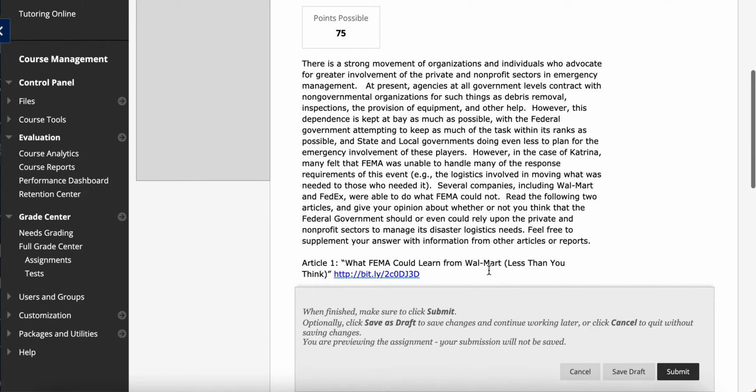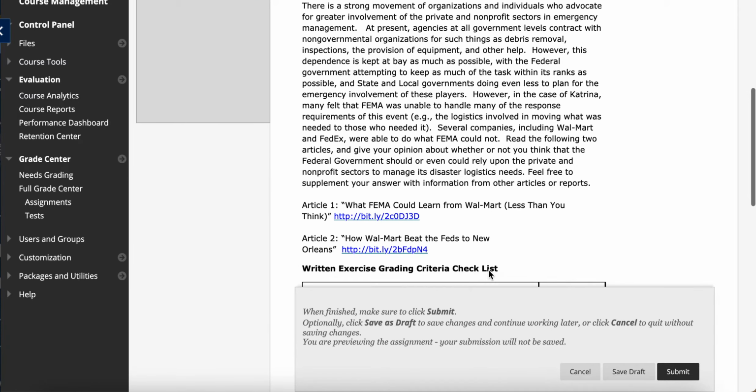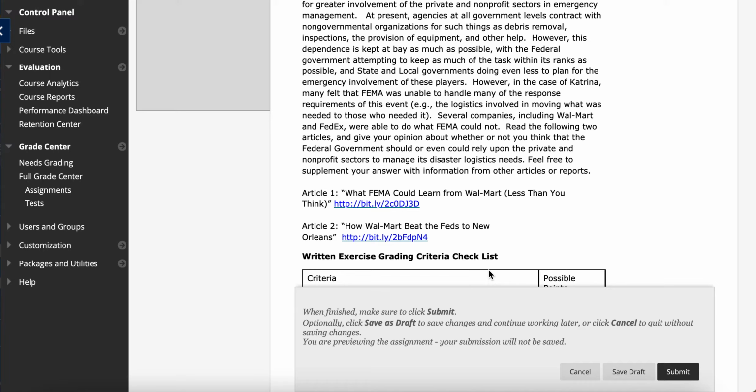Read the following two articles and give your opinion on whether or not you think that the federal government should rely upon the private and nonprofit sectors to manage its disaster logistical needs. Feel free to supplement any answers with information from other articles or reports. I've got a couple there: what FEMA could learn from Walmart, and how Walmart beat the feds to New Orleans.